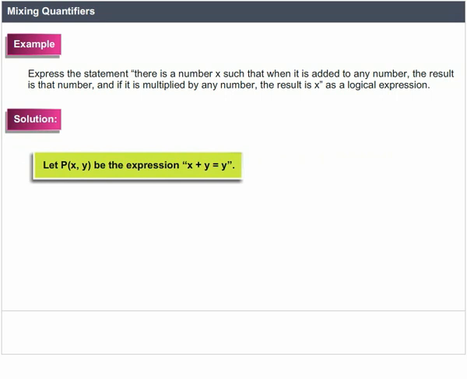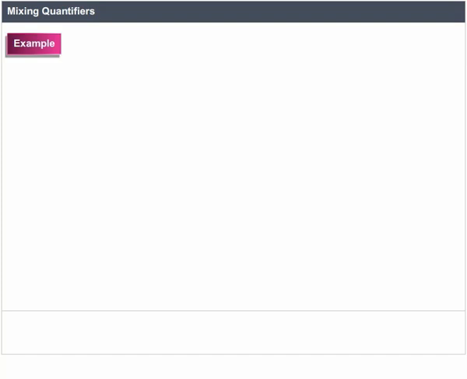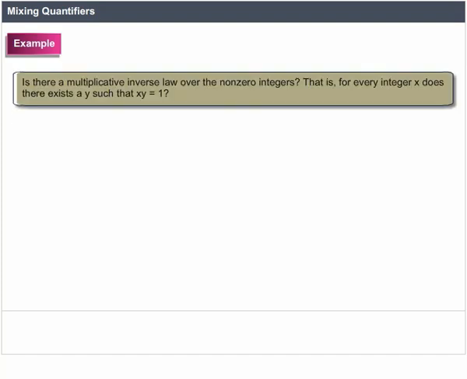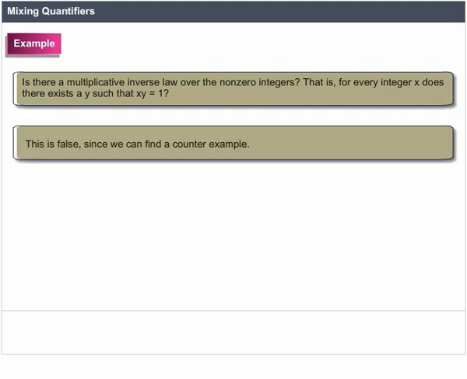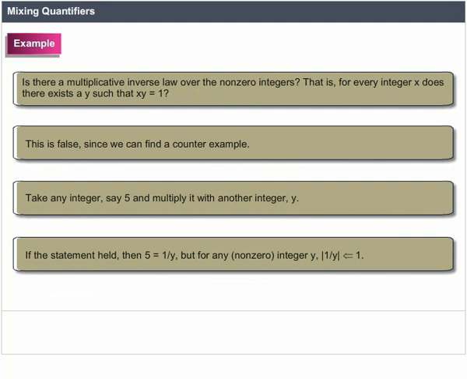Let Q of x, y be the expression xy = x. Example: is there a multiplicative inverse law over the non-zero integers? That is, for every integer x, does there exist a y such that xy = 1? This is false, since we can find a counterexample. Take any integer, say 5, and multiply it with another integer y. If the statement held, then y = 1/5, but for any non-zero integer y, the modulus of 1/y is less than 1.